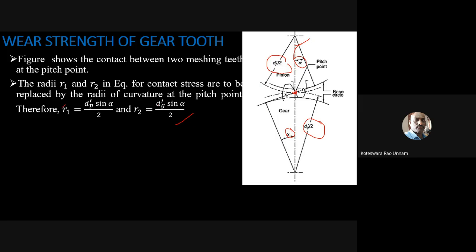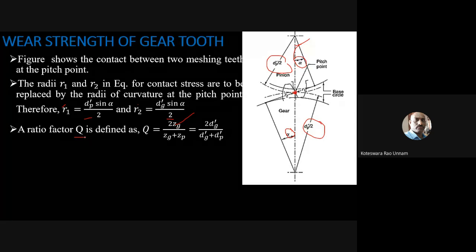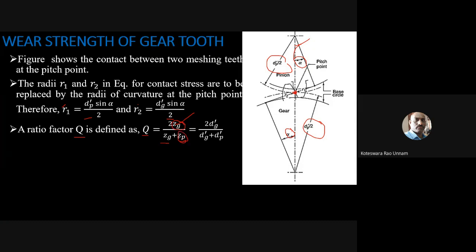Your R1 and R2 expressions are this one. And we'll also define one more factor, called the ratio factor Q, which is defined as 2 times ZG divided by ZG plus ZP, where ZG is the number of teeth on the gear and ZP is the number of teeth on the pinion.